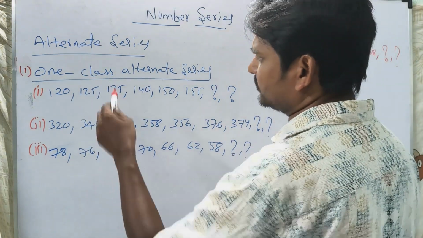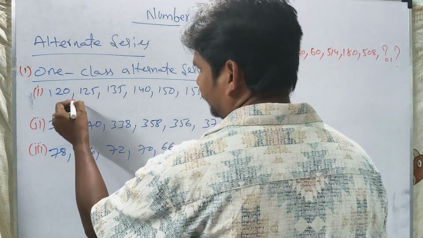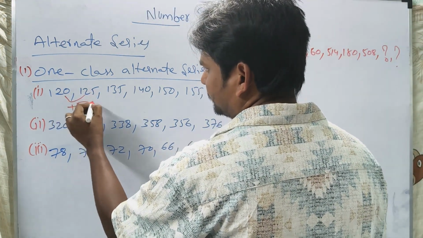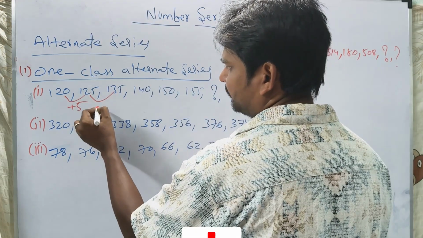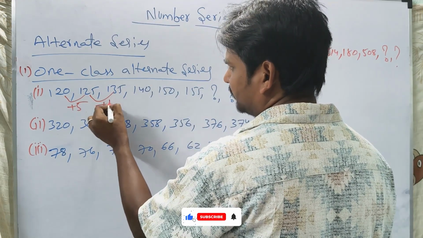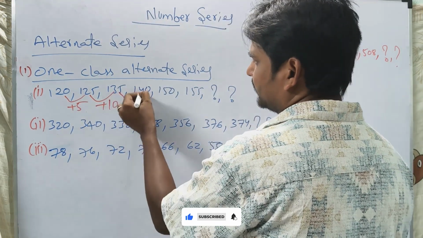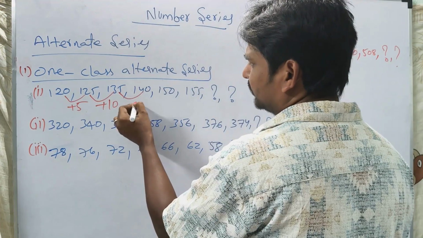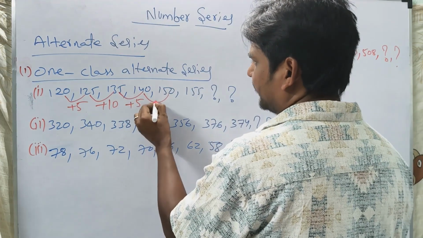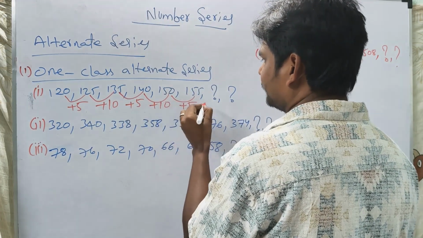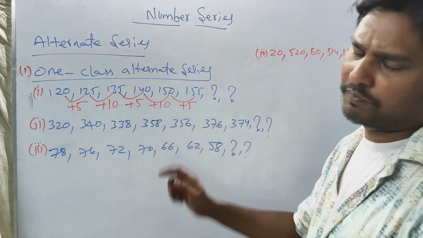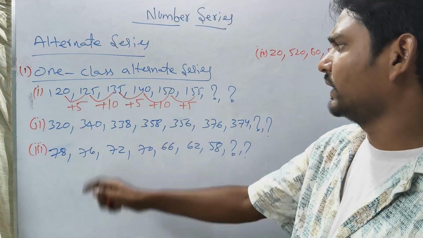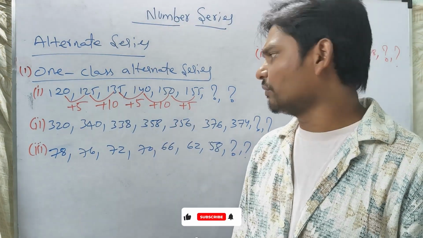See here, what are the different models we have under the one class alternate series. Now see here, first example. 122, 125. First term to second term adding plus 5. Now second term to third term adding plus 10. Again third term to fourth term adding plus 5, again plus 10, again plus 5. Next would be what? If you observe the pattern here, it is alternate addition only, but here what?